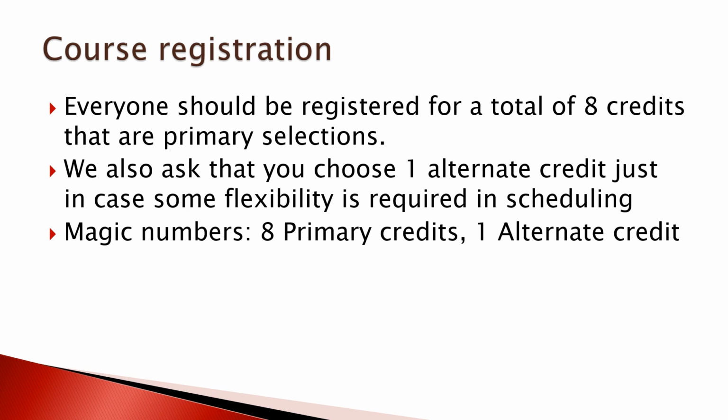Now, everyone should be registered for a total of 8 credits that are your primary selections, right? So we have an A day, B day schedule. You have 4 classes one day, 4 classes the next day. So we need 8 credits worth of courses to fill that schedule. So we also ask you to choose one alternate credit in case we need some flexibility in our scheduling. So again, the magic number is we need 8 primary credits and then 1 alternate credit in the process.